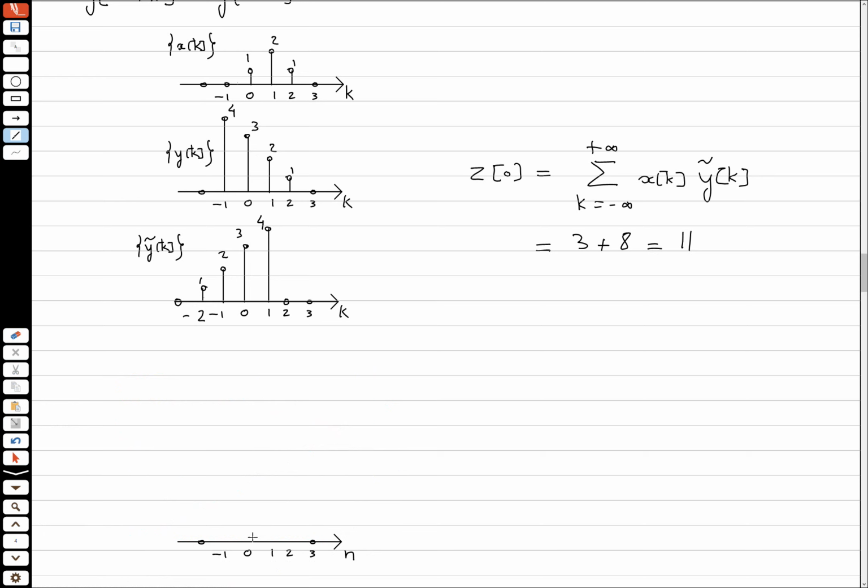And at 0, we get 11. And this is the beginning of the plot of z of n. And you get partial credit.